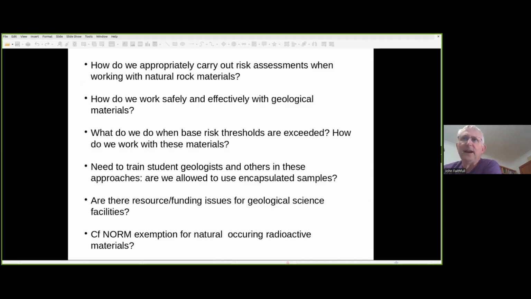So how do we carry out risk assessments when working with natural materials? How can we work safely and effectively with geological materials? What do we do when we identify that a base risk threshold has been exceeded?